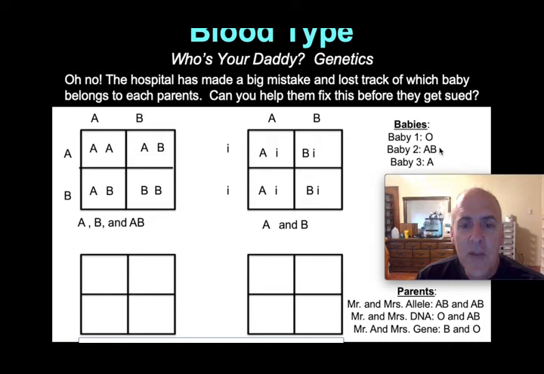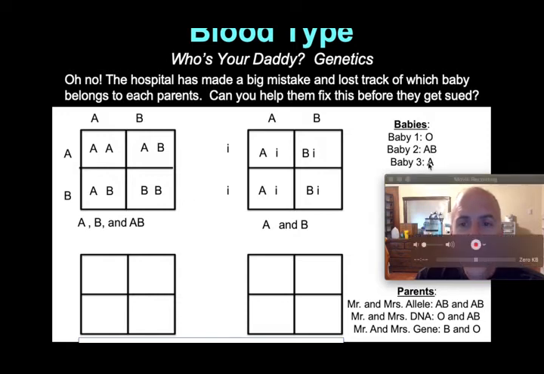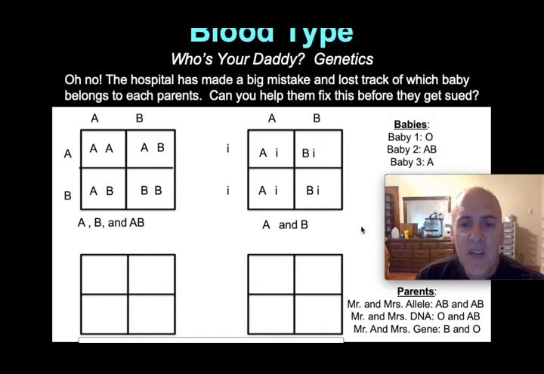Can't be O, can't be AB, so baby 3, we now know, belongs to Mr. and Mrs. DNA. And if baby 3 belongs to Mr. and Mrs. DNA, then that means AB has to belong to the alleles, Mr. and Mrs. Allele. Let's finish up just to be sure.